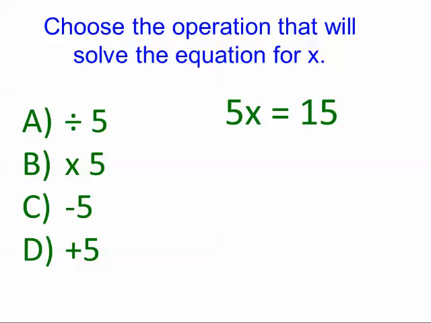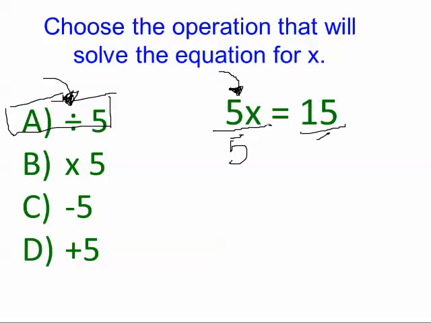How about this guy? What's happening to x right now? Choose the operation that will solve the equation for x. So my first question is, what's happening to x now? And I see it's being multiplied by 5. So if I choose the operation that undoes multiplication, I need to divide by 5. But let me show you how I do that. You're not going to see this divide sign hardly ever in algebra. You never use it. Instead, look what we do. We use this sign, divided by 5 and divided by 5.